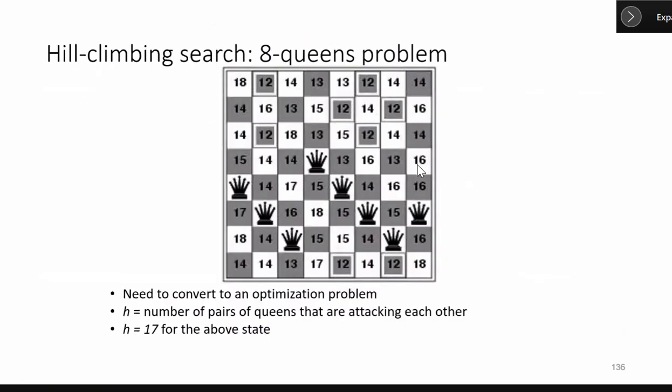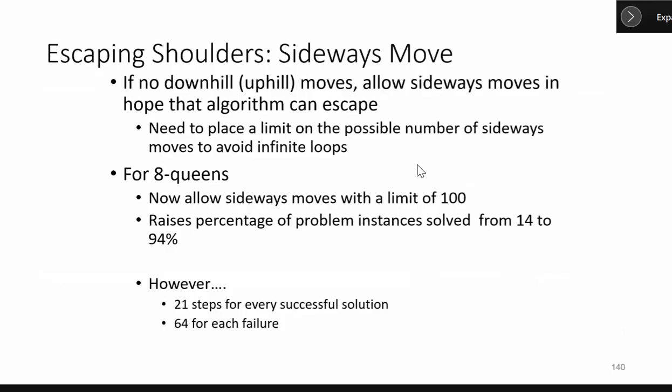So how to escape these shoulders? Sideways moves. If there are no downhill or uphill moves, allow only sideways moves in the hope that the algorithm can escape. We need to place a limit on the possible number of sideways moves to avoid infinite loops. We can keep a limit here in order to stop, because a shoulder is also a flat, right? Sometimes the algorithm can stop there. To avoid that, we can keep some limit of 100 moves.